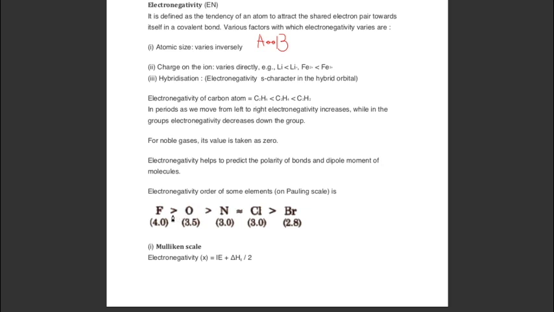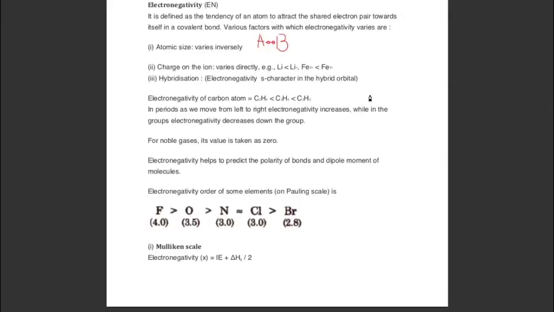Among all the known elements, fluorine is the most electronegative element. This is the sequence of electronegativity of some elements: fluorine, oxygen and nitrogen. These are considered the most electronegative elements among all known elements.